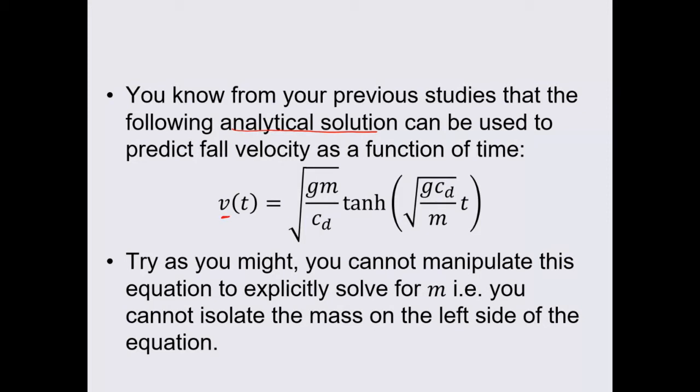Velocity with time, of course, is given by this equation. Now, if we say that velocity is 36 meters per second after a time of 4 seconds, and we know the value of g and cd is given as 0.25, and we want to find from here the mass. So it says, try as you might, you cannot manipulate this equation to explicitly solve for m.